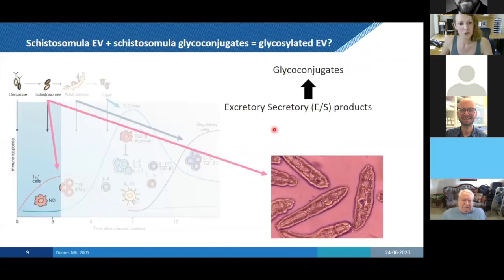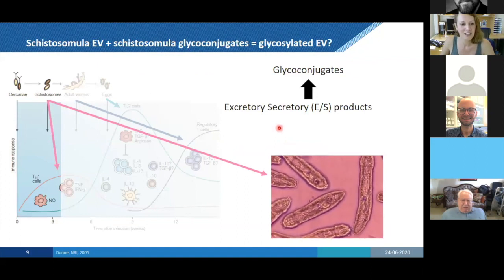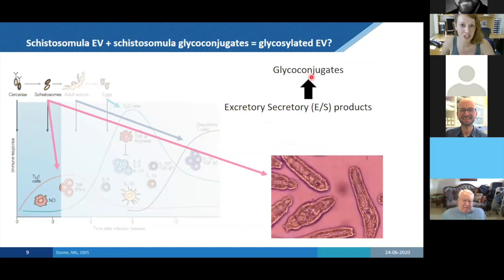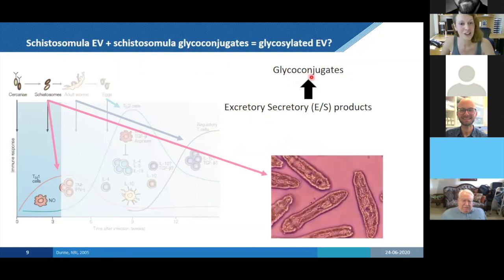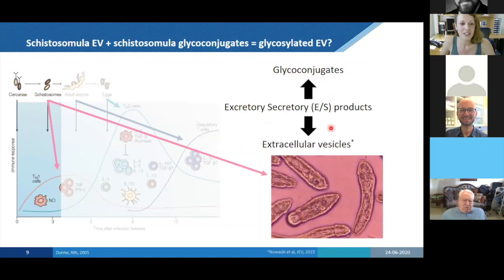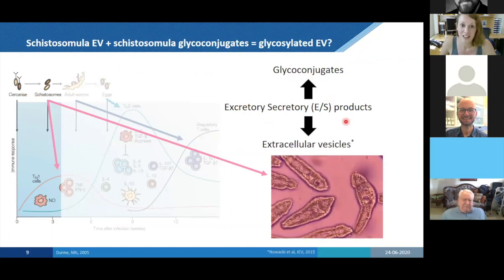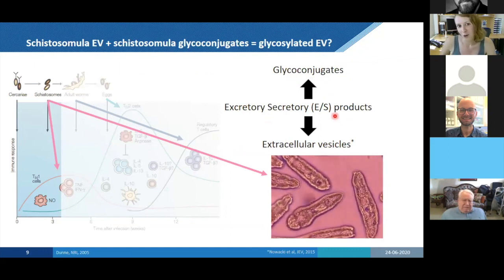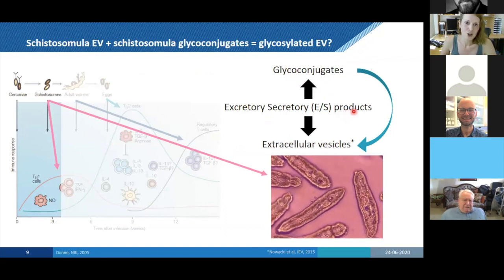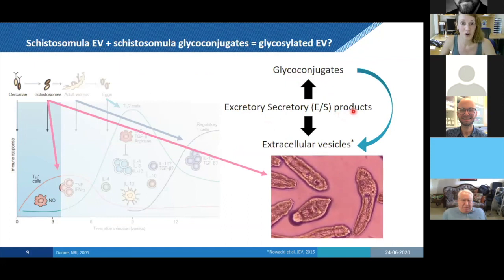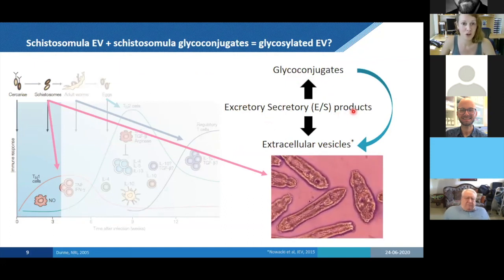So back to the beginning slide. We have the ES products of the Schistosoma. We have glycoconjugates in there. There's something with the immune system. But of course, recently our collaborators in Leiden also published something in JEV, that these parasites release extracellular vesicles. So our question was, do these EVs also contain glycoconjugates? Do these glycoconjugates interact with the immune system? And do they also have an influence on the immune modulation?